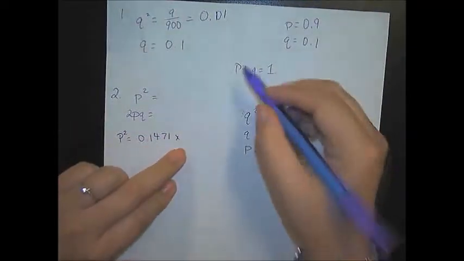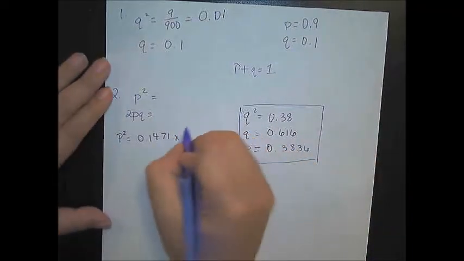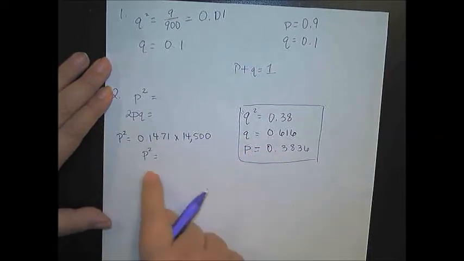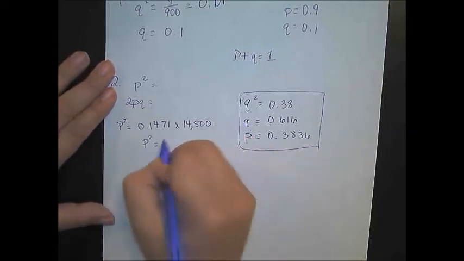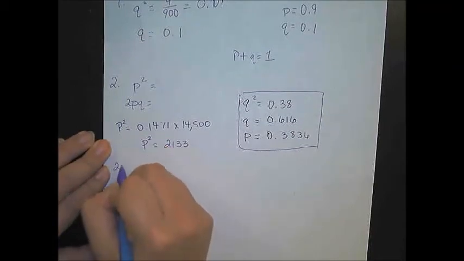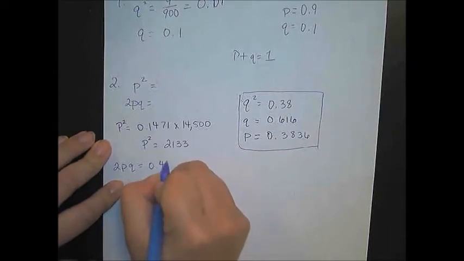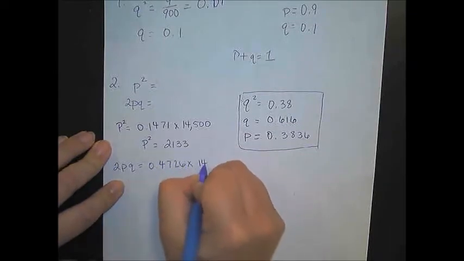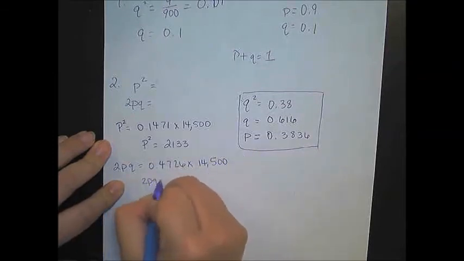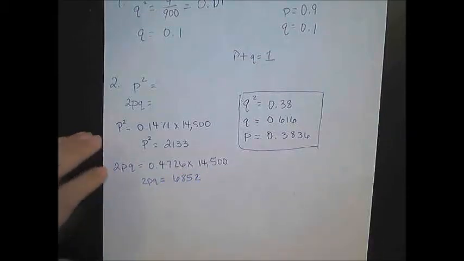And now to find out how many people are in this population, I'll multiply it by 14,500. This is the number of people themselves. So the number of people that are homozygous dominant are going to be 2133. Then for my heterozygous, I'm going to do 2 times p times q, which is 0.4726. Again, times 14,500 people, and I get the number of heterozygotes to be 6,852. Roughly, I rounded there.